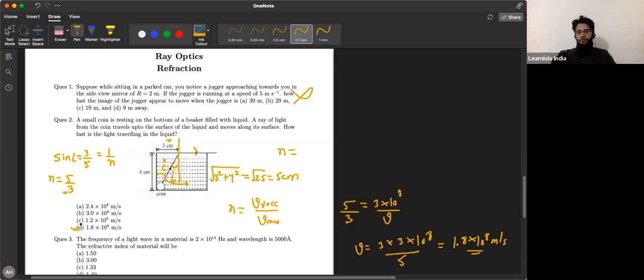Sir, yes, Abdul. Sir, how is sin I equal to 1 by n? That is my note. You can apply Snell's law. This is the angle of incidence, and this is your angle of refraction, which is 90 degrees. So let's apply Snell's law here. This is sin I into the refractive index of water, which equals sin 90 into the refractive index of air, which is 1. So you can write that sin I is 1 by n. Okay.